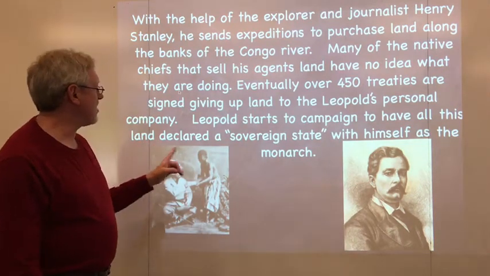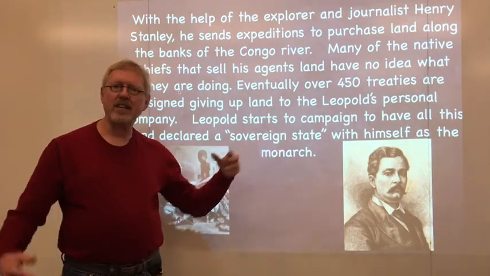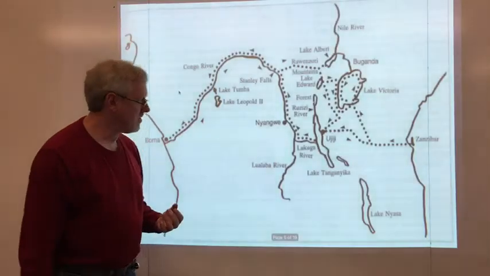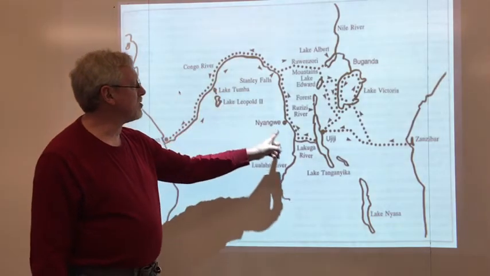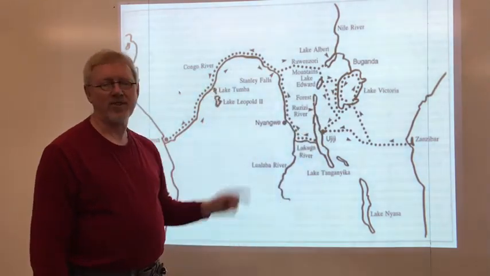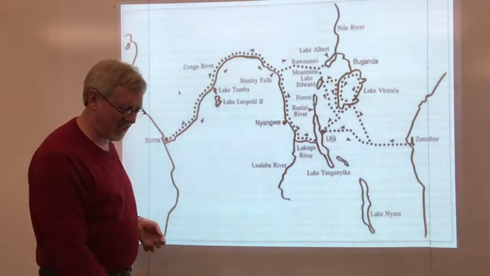Eventually, his goal is to have this whole area declared as a sovereign state, an independent country, with, of course, himself as the monarch. This is the basic route of the explorer that he hired to go deep into the interior of Africa and negotiate all these sales, these land sales.